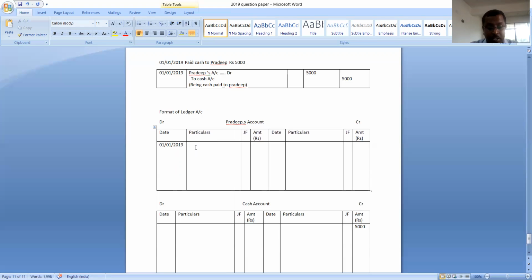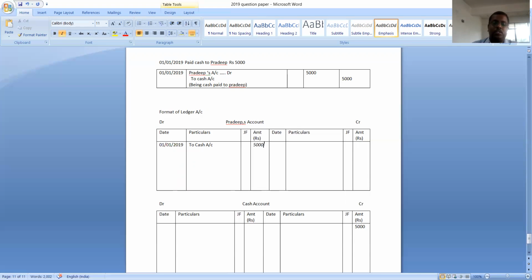Understood? Now move to particulars column. In particulars column on the debit side, you should write the name of the account that is credited, using the word "To". So which account is credited? Cash account is credited. Pradeep's account is debited by how much? It is debited by rupees 5,000.